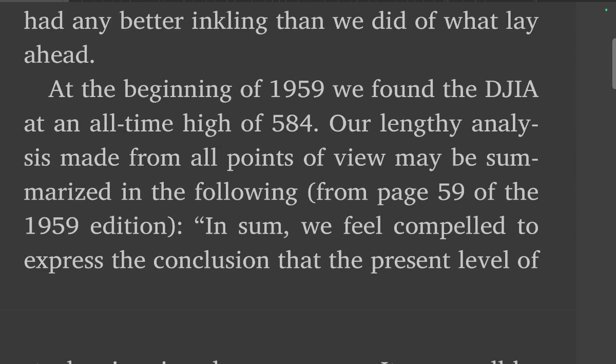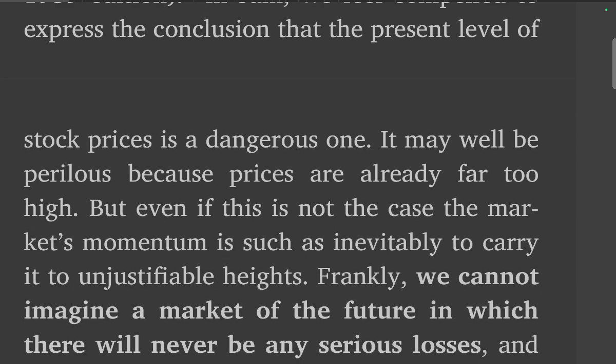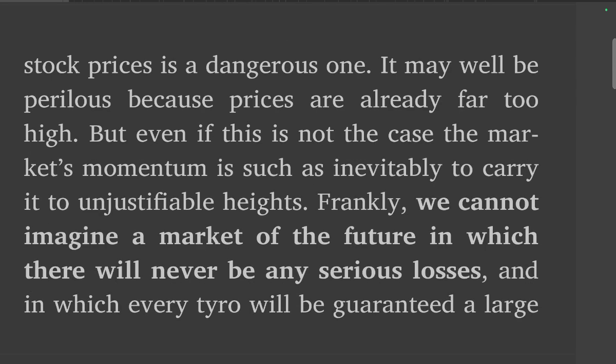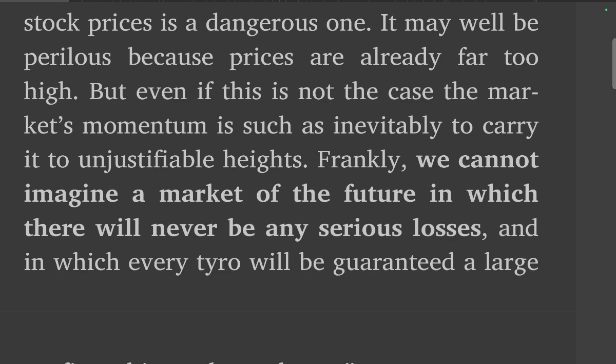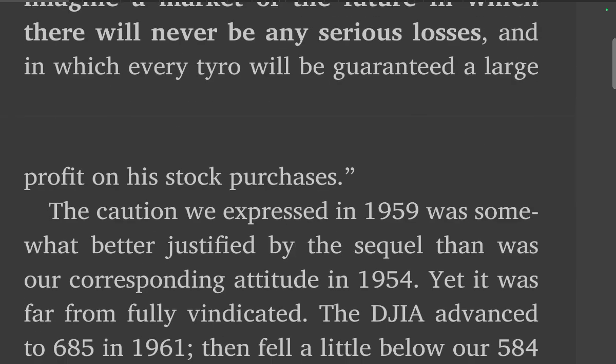At the beginning of 1959, we found the DJIA at 584. Our lengthy analysis from all points of view was summarized in the following passage from the 1959 edition. In sum, we feel compelled to express the conclusion that the present level of stock prices is a dangerous one. It may well be so because the prices are already far too high. But even if this is not the case, market momentum is bound to carry on to unjustifiable heights. Frankly, we cannot imagine a market of the future in which there will never be any serious losses, and in which every tyro will be guaranteed large profit on a stock purchase.